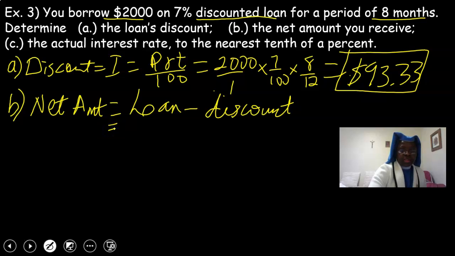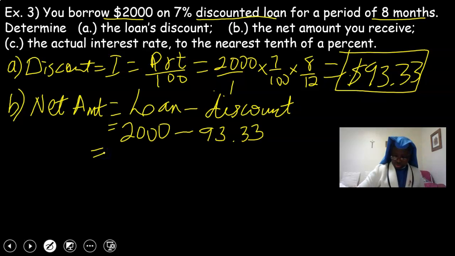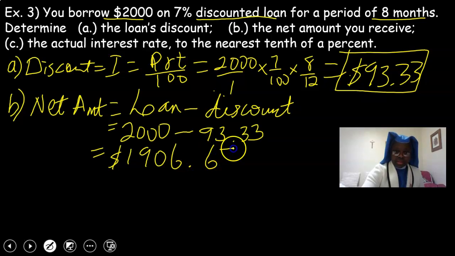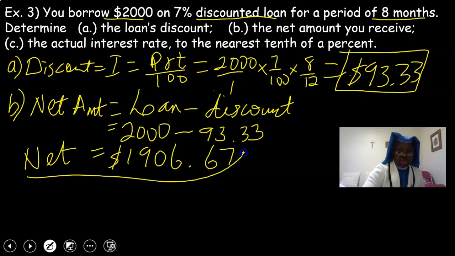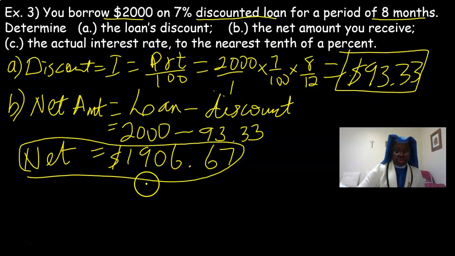Okay, so the loan is 2,000 minus 93.33. So we're going to get 1906.67. That would be the net amount that you will receive initially to start with. That's going to be your principal.